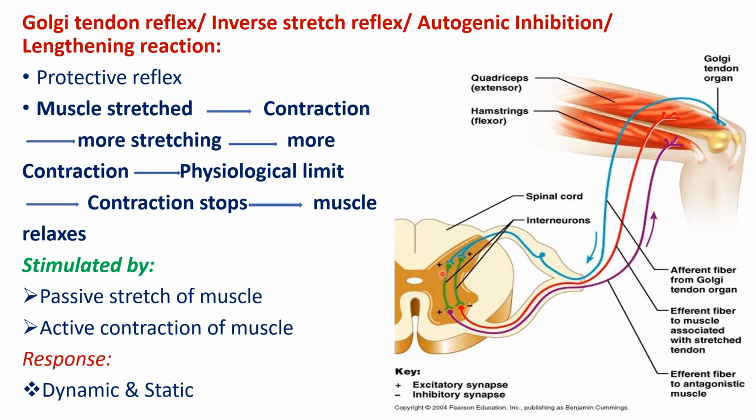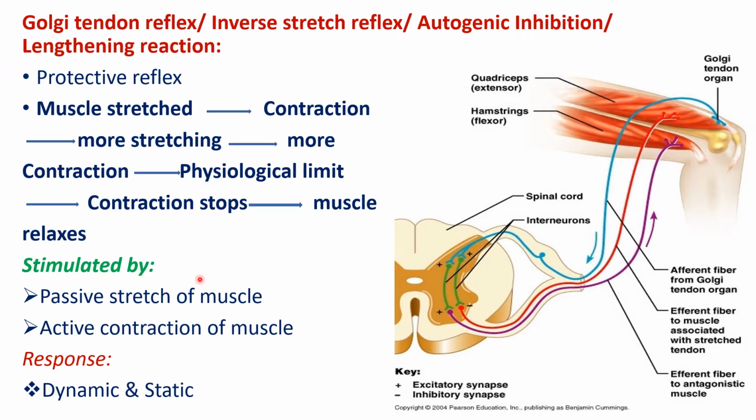But the impulses also go to the other interneuron, which is the stimulatory interneuron. This interneuron ends on the anterior motor neuron supplying the antagonistic muscle. The antagonistic muscle here is the hamstrings, or the flexors. So the knee, instead of being extended, now relaxes. This is how the Golgi tendon organ mediates the Golgi tendon reflex.